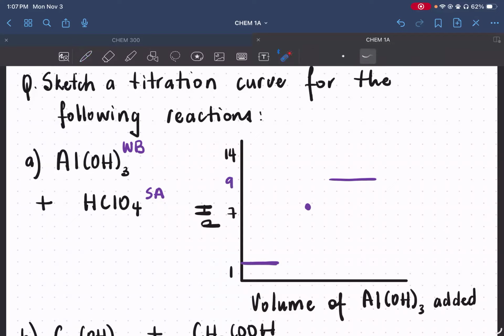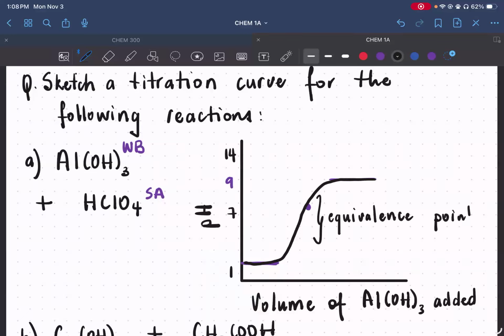Why are we stopping low? Why are we not going all the way up to 14? Well, this is a weak base. You could have chosen 8. You could have chosen 7.5. Doesn't matter, but the number clearly tells me, yeah, that looks weak. Finally, of course, we're just going to connect all 3. And the only label you need is that steepest point, that's known as the equivalence point.